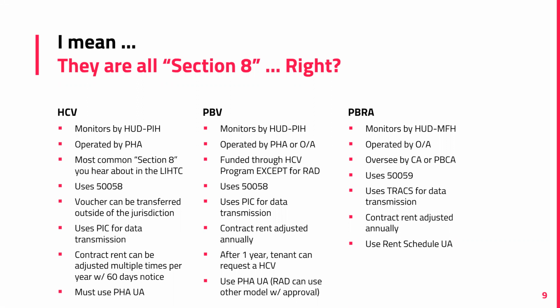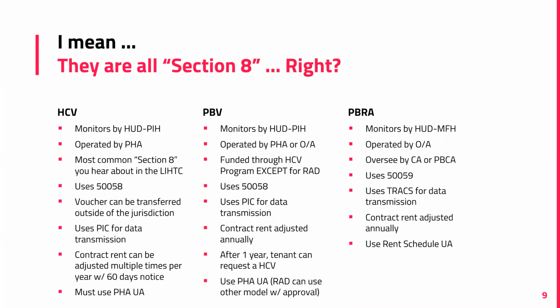For transmission to receive the HAP payment, they use PIC, and the contract rent can be adjusted throughout the year multiple times as long as the housing authority receives 60-day notice, and they have to use the public housing authority utility allowance.